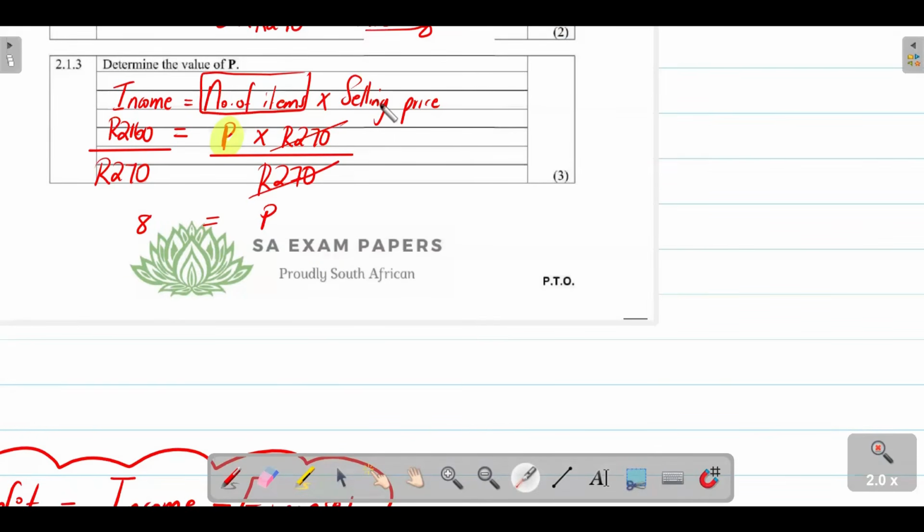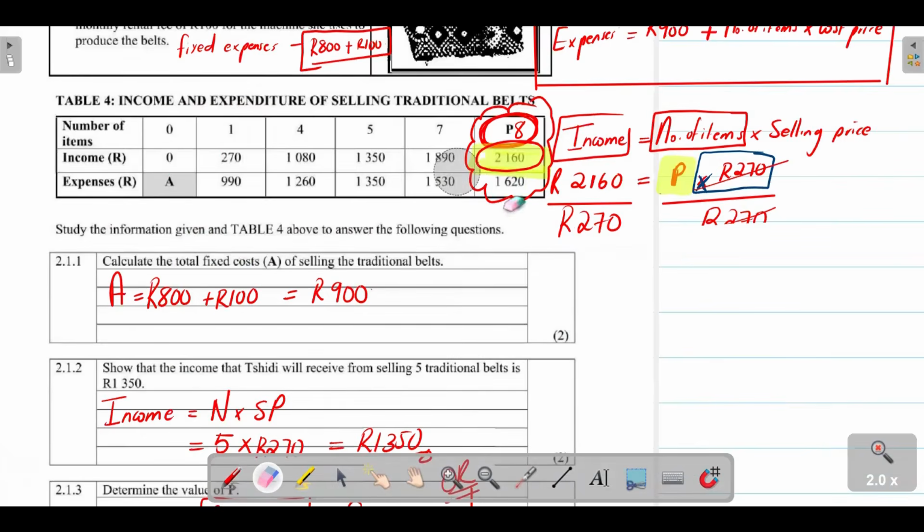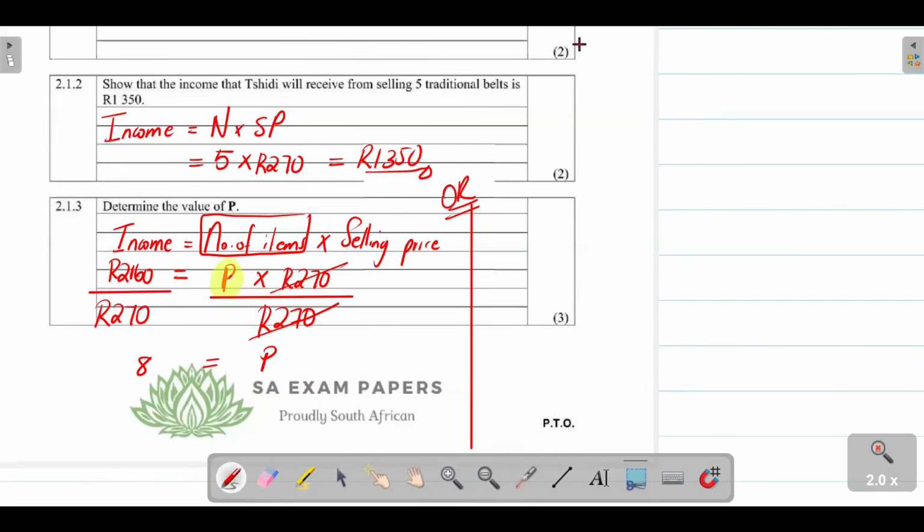I'm going to also challenge you to do this one. Look at this one, or question 2.1.3. We can solve it in this way. We can even use expenses. Remember I said for 2.1.3, it's an "or", right? You can either use this way or that way, okay? Whichever one. But I'm challenging you to please look at this.